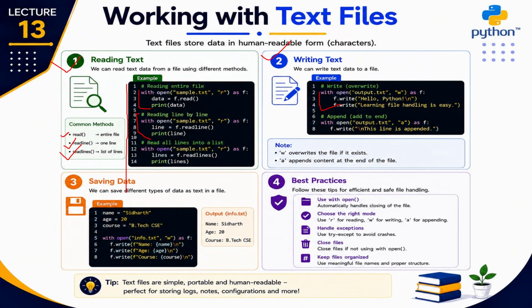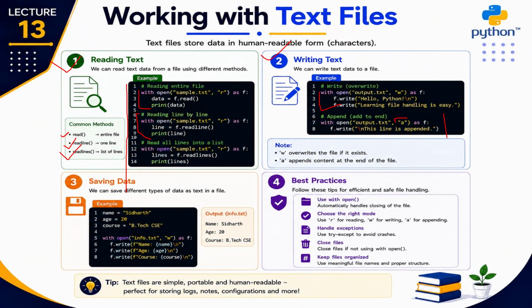For example, you can see here the append mode: with open output.txt and A. Append mode is used, so the new content will be added to the end of the file. So the main difference is that W is used to overwrite existing content, and append adds content to the end. Now we can also save different types of information inside a text file.